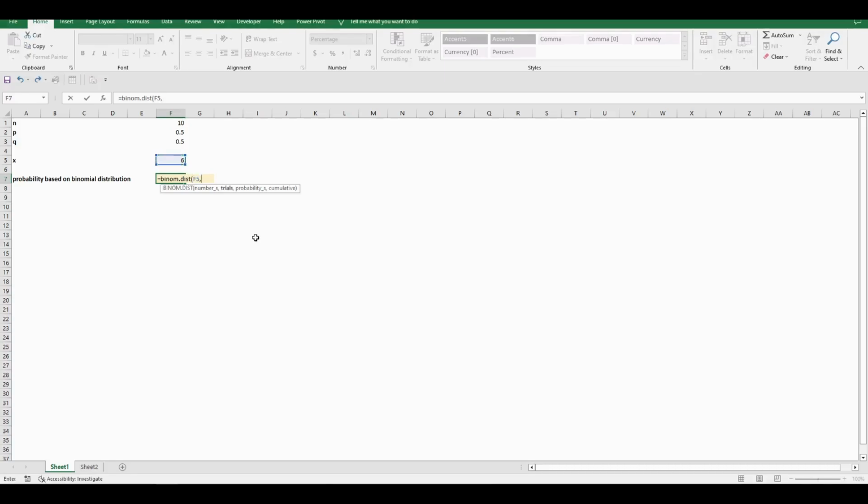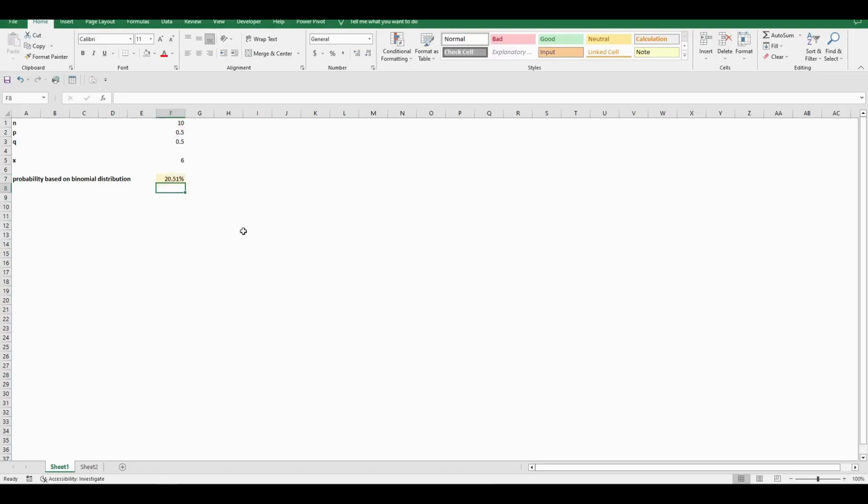The second argument is the number of trials, that is equal to 10. The third argument is the probability of success, that is equal to 50%. And as the fourth argument, we insert the value 0. So we have exactly the same output, and the probability based on binomial distribution is equal to 20.5%.